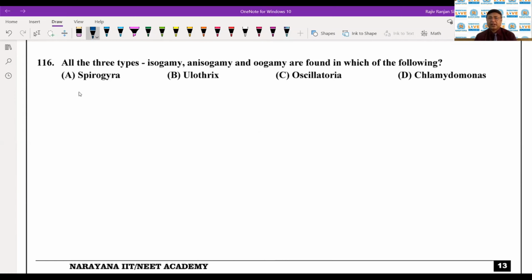Its function is to sustain the development of the zygote, the development of the plant from the zygote, as long as favorable conditions don't come. So here oogamy is there. So in isogamy, gametes are all alike.